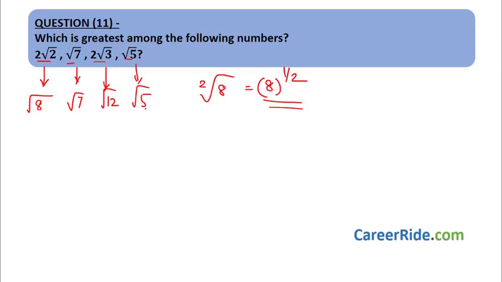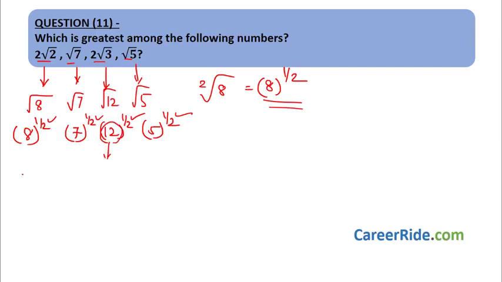Now everything is root, which can be written as 8 raised to 1 by 2, 7 raised to 1 by 2, 12 raised to 1 by 2, 5 raised to 1 by 2. When these powers are same, the greatest number over here is the greatest. So amongst 8, 7, 12 and 5, 12 is the greatest. So 12 raised to 1 by 2, that is root 12. That is 2 root 3 is the greatest number.